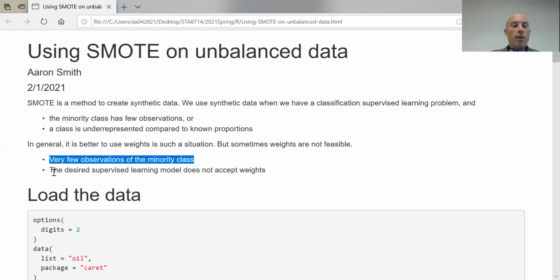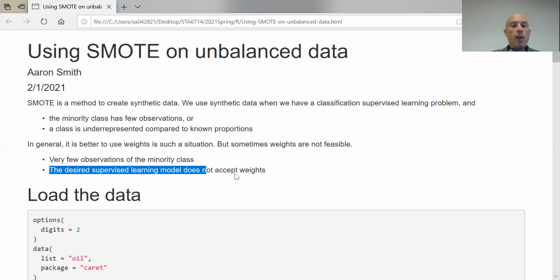Another situation is that the desired supervised learning algorithm does not accept weights. And if it doesn't accept weights, I can't use weights for that. So there are just times when the best option that we have is to create synthetic data.